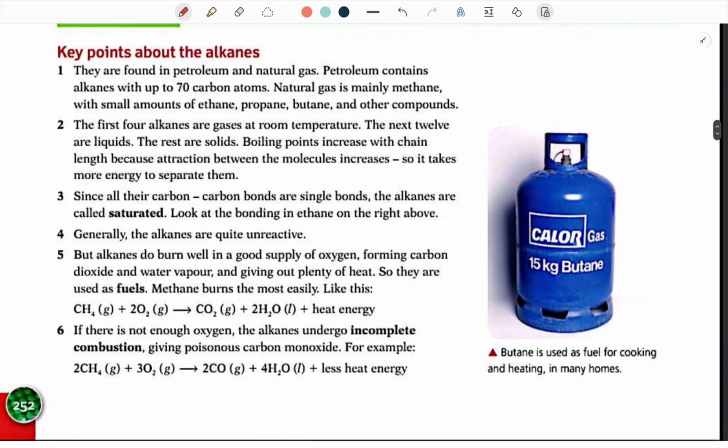Now, what are the key points that you should know about the alkanes? Number 1, they are found in petroleum and natural gas. They are found in petroleum and natural gas. Important multiple choice question: which one of the following is natural gas? Natural gas is simply methane. So, methane is simply natural gas.